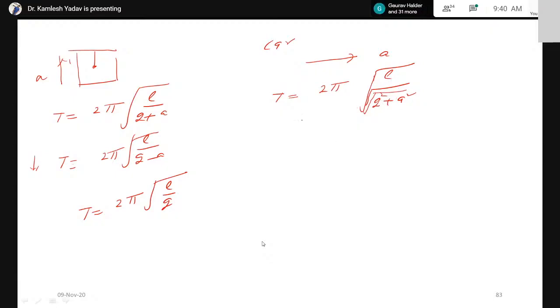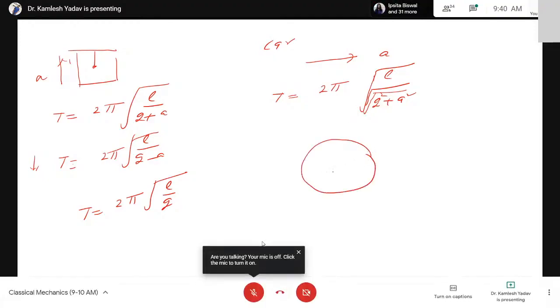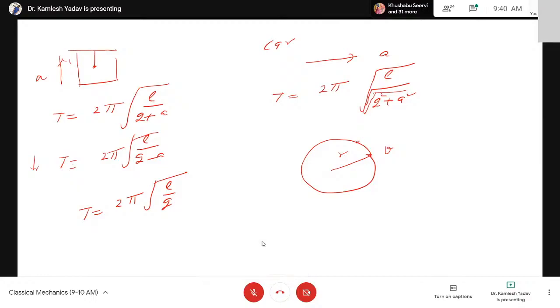Suppose we have a car which is moving in a circle with a velocity v and having radius r. Then what will be the time period of oscillation of a pendulum which is inside the car? Then this will be equal to 2 pi root of L upon the root of (g square plus (v square upon r) whole square). This is the centripetal acceleration acting.